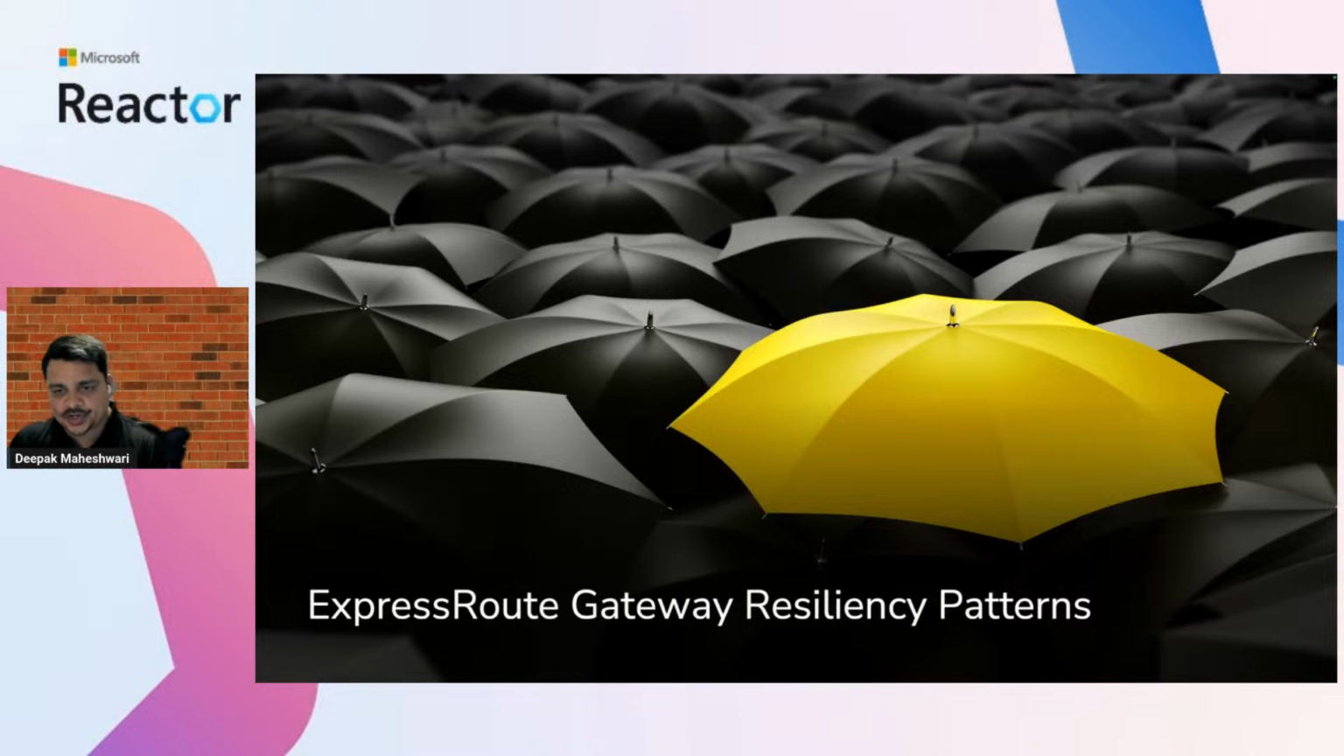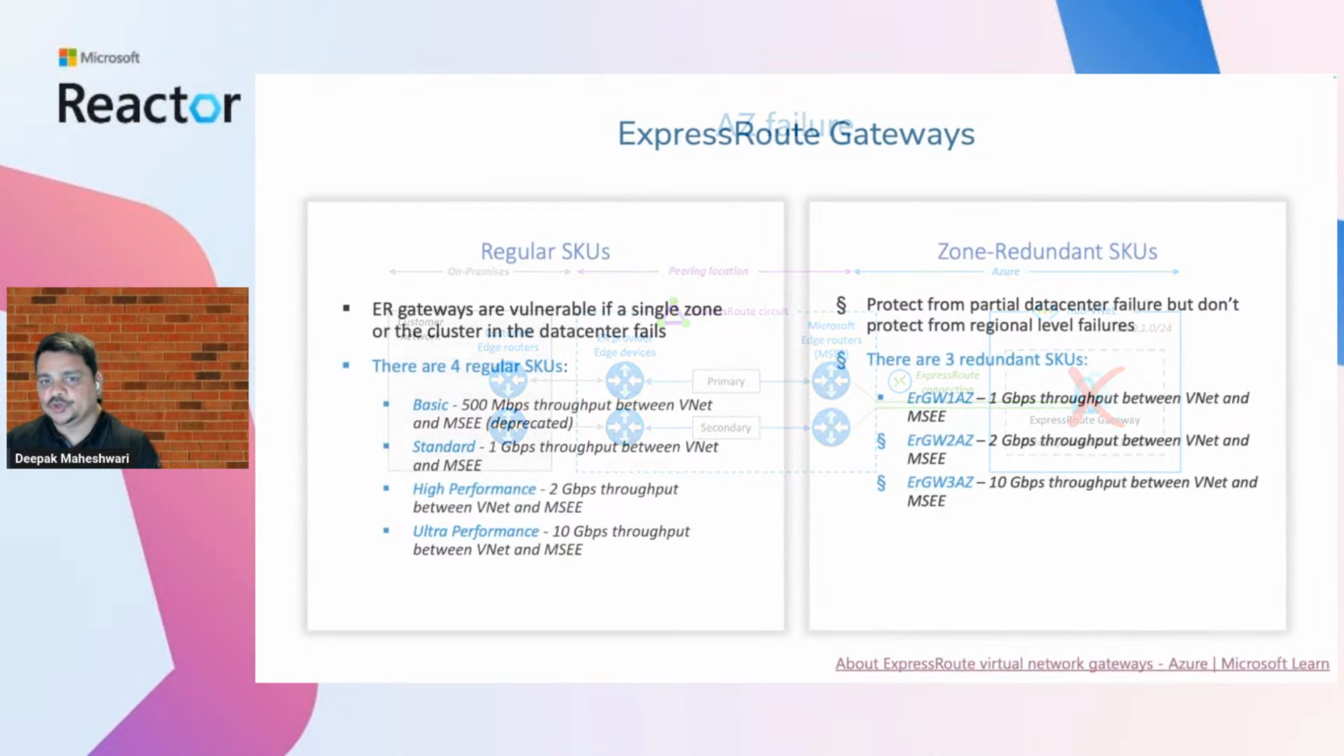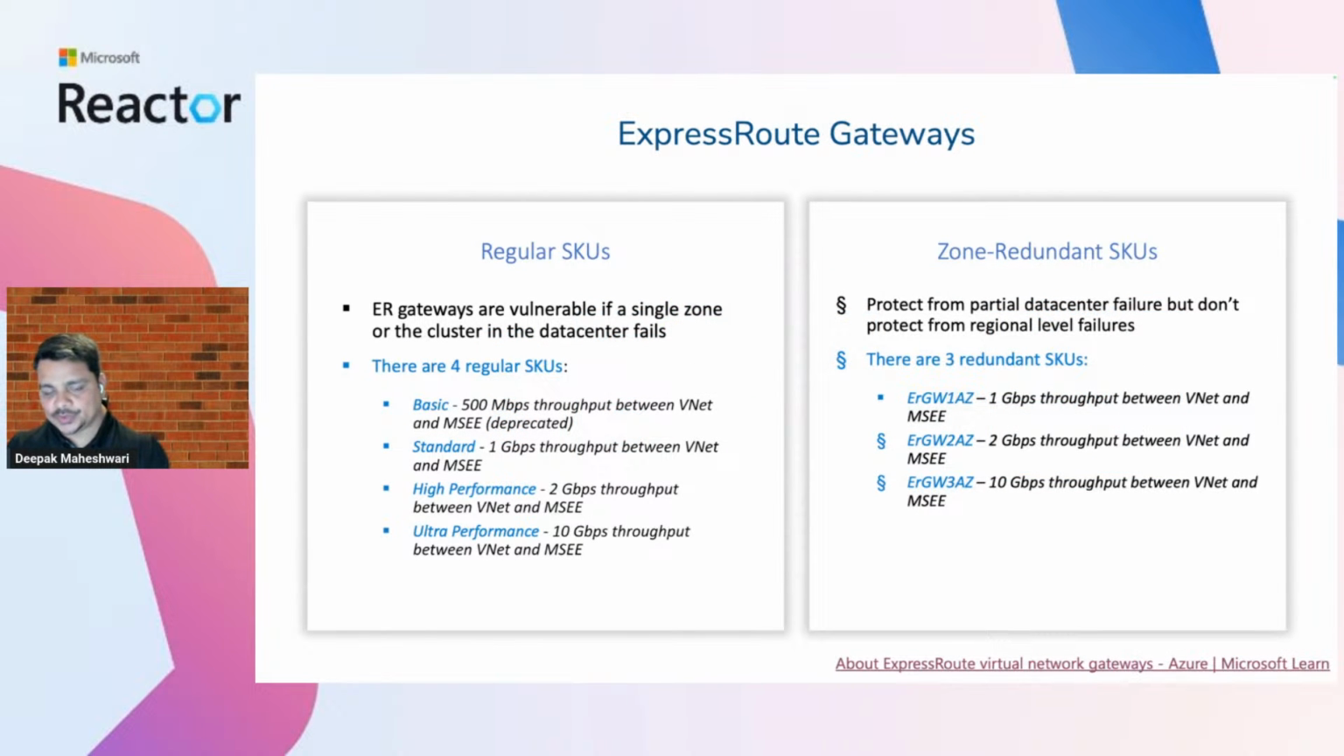Now, we talked about the peering location and resiliency for the peering location. What about the ExpressRoute gateway? So when you deploy ExpressRoute, it deploys a couple of appliances in Azure. Now, there are different gateways available, and if you have not chosen the right SKU, it can also cause downtime. So what is recommended is you use the zone redundant SKUs. You've got the regular SKUs which have been around for a long time, like basic, standard, high performance, ultra performance. But these gateways are not zone aware.